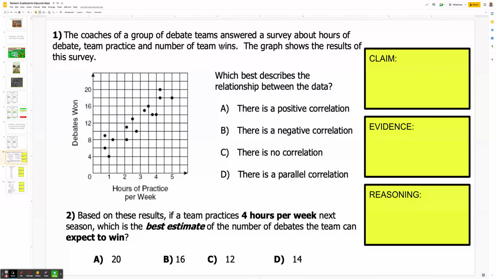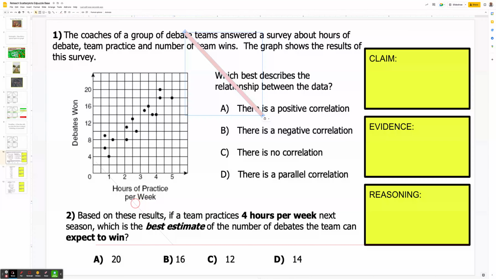the coaches of a group of debate teams answered a survey about hours of debate team practice and the number of team wins. The graph shows the results of this survey. Okay. Which best describes the relationship between the data? Is it A, that there's a positive correlation, B, a negative correlation, C, no correlation, or D, there is a parallel correlation? Well, first things first, I need to draw my line.